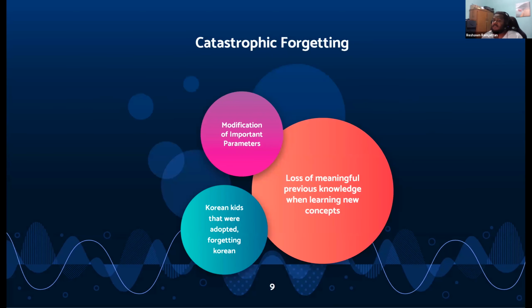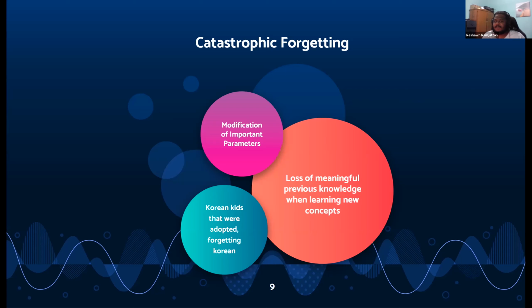And in neural networks, it's a very big challenge. And it's the reason why a lot of approaches need to take certain precautions or measures in their methods, because unlike in people, it could be caused by just modifying important parameters in the model when you're trying to learn new stuff. So in humans, catastrophic forgetting very rarely happens. And when it does, it's only under extreme cases.